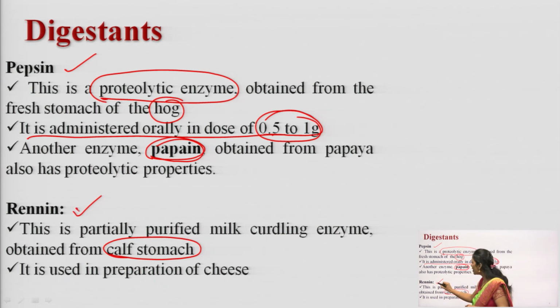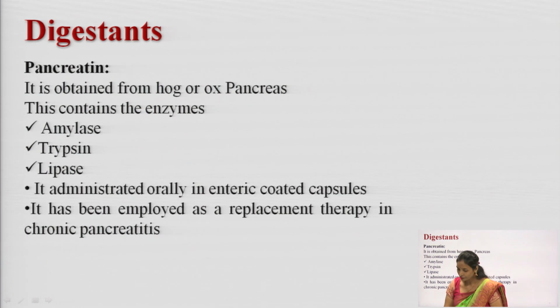Renin is also a digestant, which will promote digestion. It is a partially purified milk curdling enzyme obtained from the calf's stomach. And the next one, pancreatin. Pancreatin is obtained from the hog or ox pancreas.